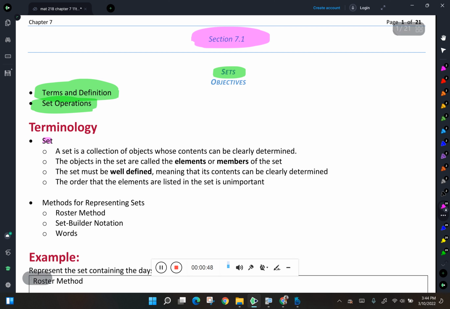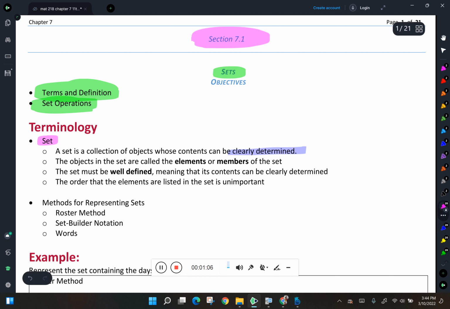We'll start out with our terminology. First off, what is a set? Well, the mathematical definition says that a set is a collection of objects whose contents can be clearly determined. We'll circle back to that and talk about what that means, but that clearly determined becomes a little bit tricky depending on what your set is.